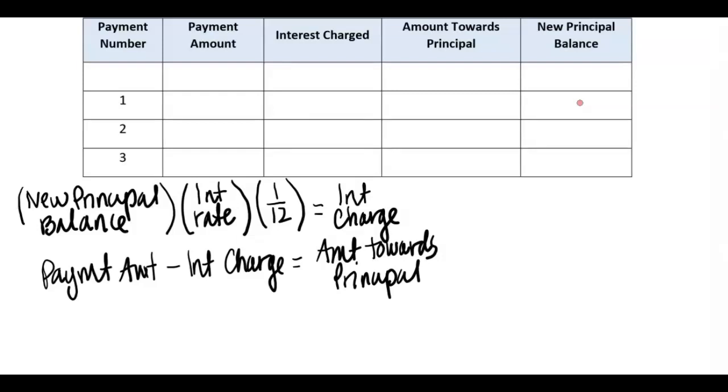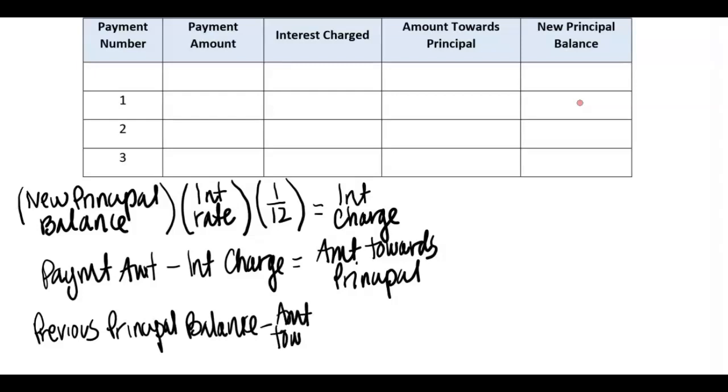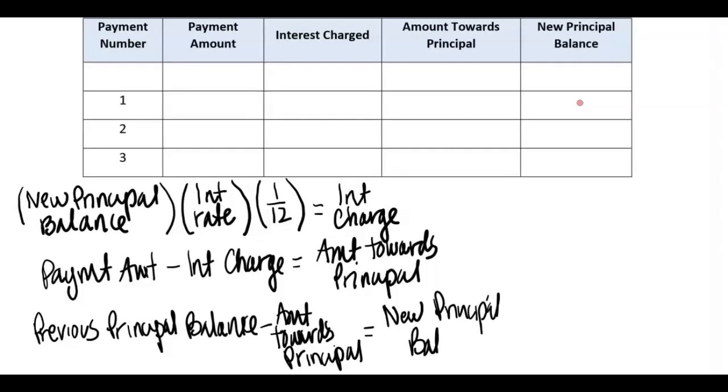We also need to find the new principal balance. To find that, we take the previous principal balance, subtract the amount towards principal, to get the new principal balance.